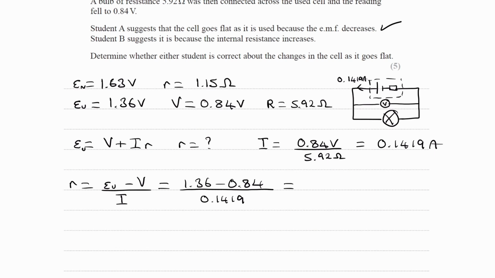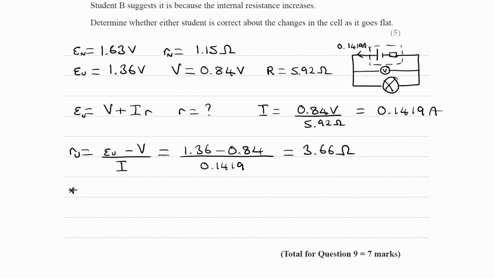That gives us 3.66 ohms. And the old internal resistance was 1.15, so that's the new cell's internal resistance. And for the used cell, it's 3.66. So the internal resistance has increased, so student B is also correct. So both student A and student B are correct.